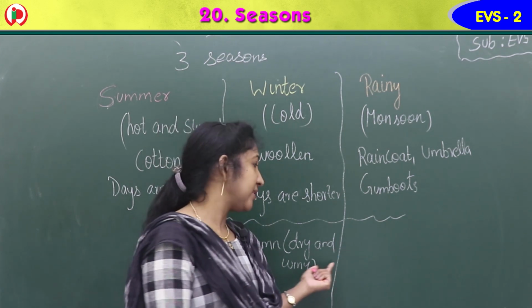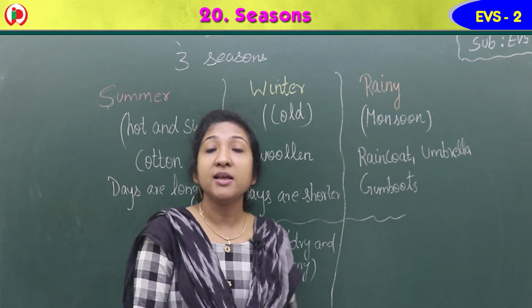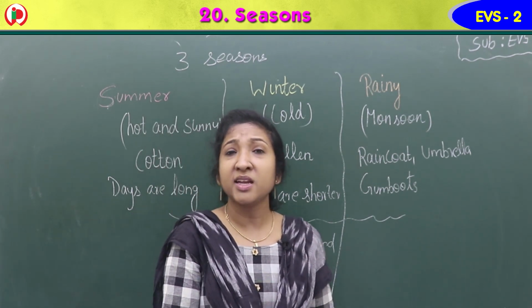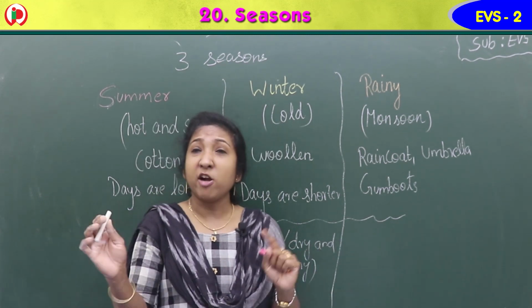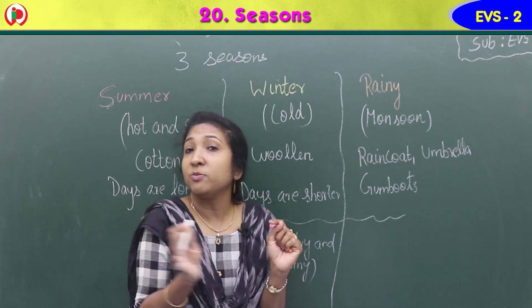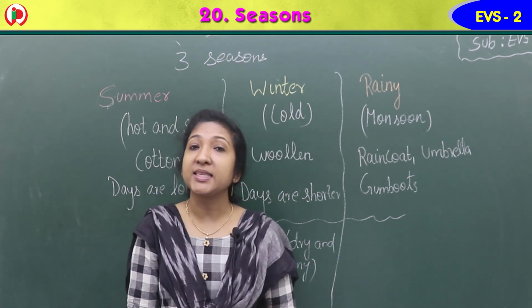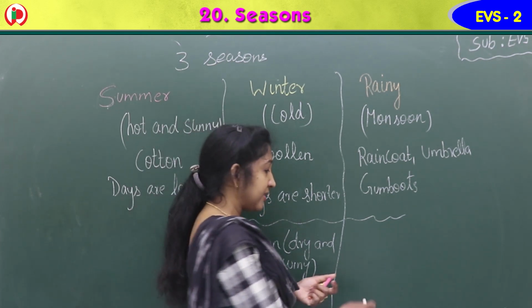Okay, it's autumn season. Shedding of leaves, we say, means they fall down from the trees. So dry and windy outside. That is autumn season. The weather is not too cold or too hot. That is autumn season. Then we learned about one more season, that is spring.